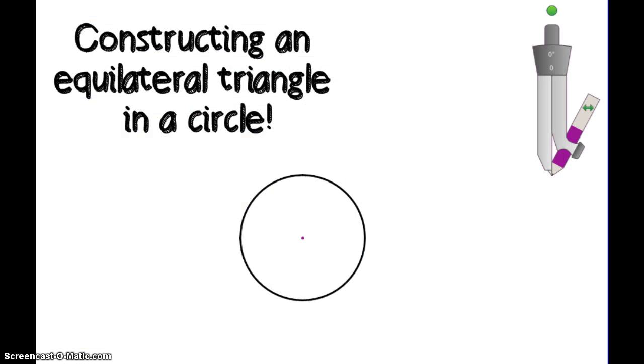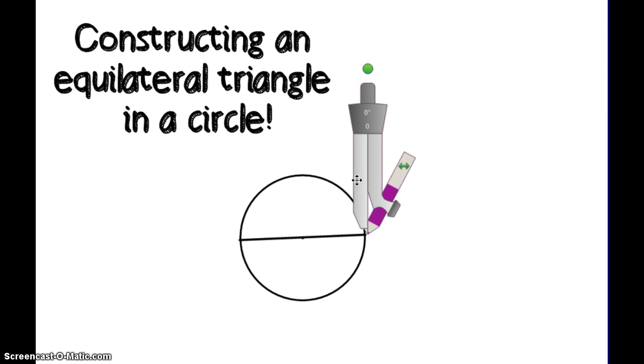Now here's what we've got here. We need to construct an equilateral triangle inside of this circle. First things first, you need to draw a diagonal. Remember, a diagonal goes from one side of the circle to the other and passes through the center. So there's my center, one side to the other.